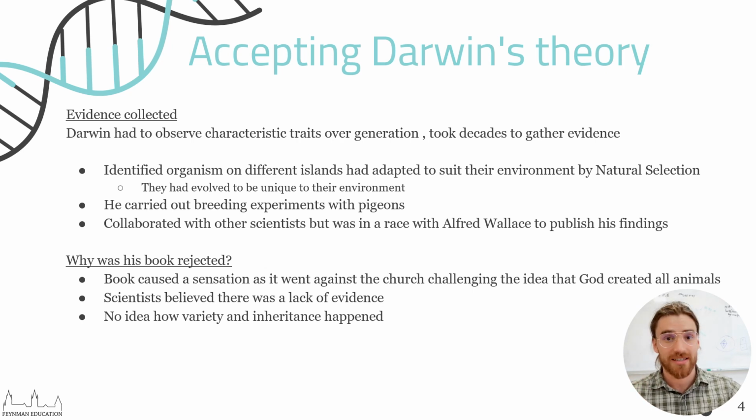This was just his findings. And it would have actually helped Darwin a lot with his theory, because Darwin didn't know about inheritance or how this variety came about in organisms. But if he had known about these units of inheritance from Gregor Mendel, it would have helped him.